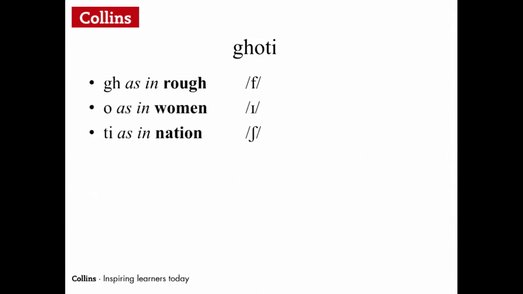If you take the GH as it's pronounced in the word rough, you get f. If you take the O as it's pronounced in the word women, you get the sound i. And if you take TI as it's pronounced in the word nation, you get sh. So G-H-O-T-I spells fish, doesn't it? Well, not really.